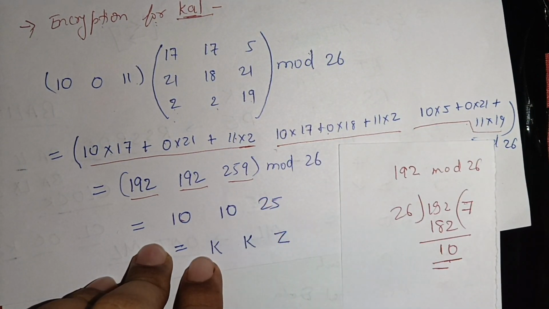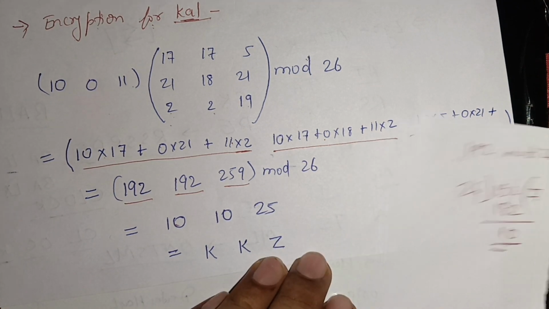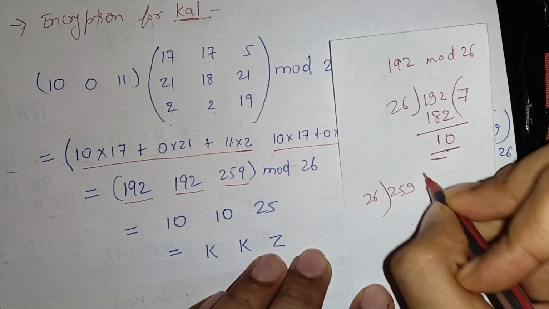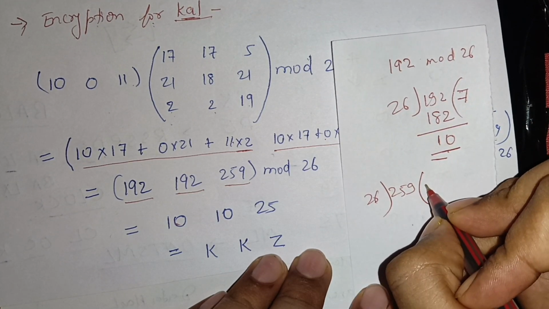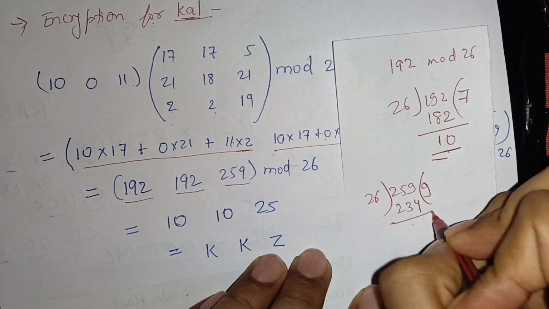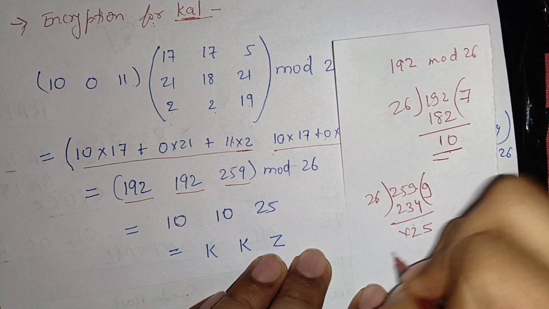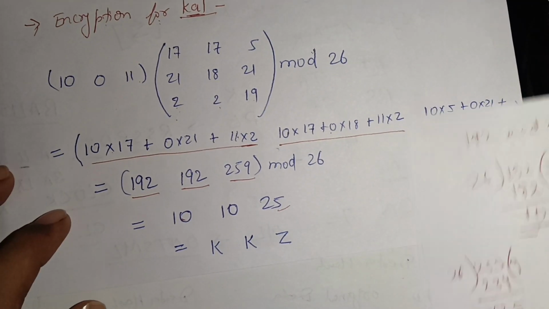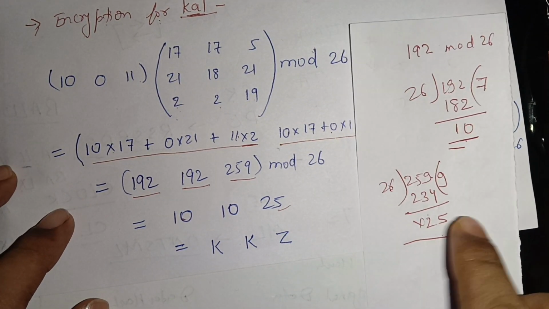For 259, we divide by 26. By 9 we can divide, it will be 234, and then the remainder will be 25. So we can write 25 here. Likewise we need to calculate this mod operation.